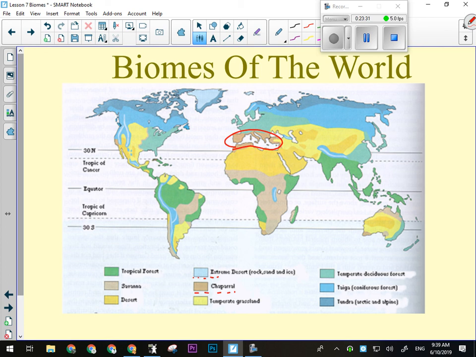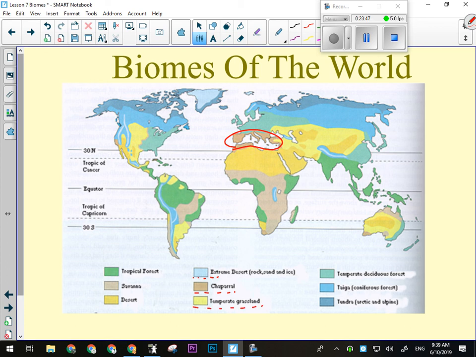There's a little bit of stuff that's close to that in Southern California, kind of like Baja. The southern tip of Africa and the southern tip of Australia also have a similar biome to that. Then we have temperate grassland.